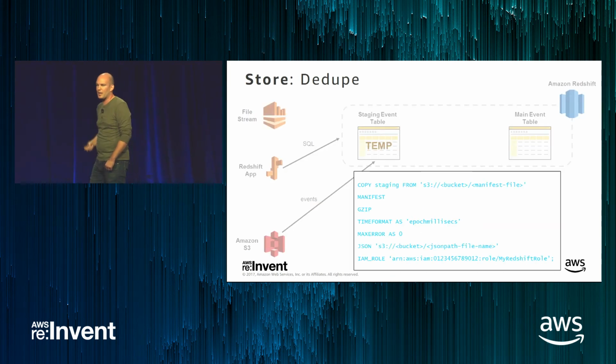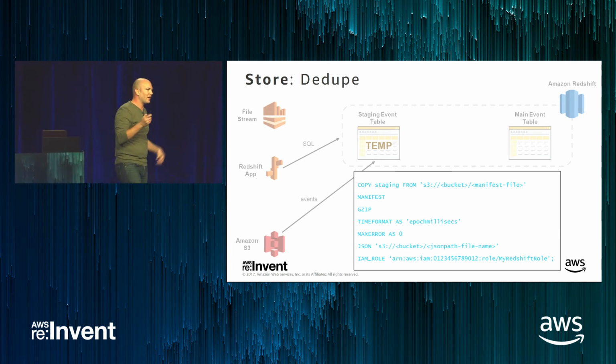And if you've never seen a copy command before, it looks something like this. We're not going to walk through the entire thing, but you essentially tell Redshift a whole lot about your data. So here's where to get the manifest file. It's gzipped. I use epoch milliseconds. Use this IAM role to load it, so we have time-limited credentials. But there's one line in here I want to point out.